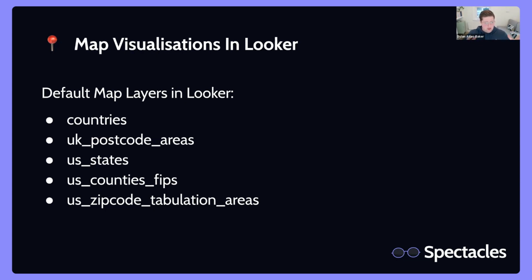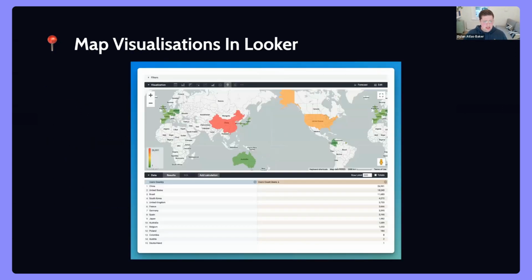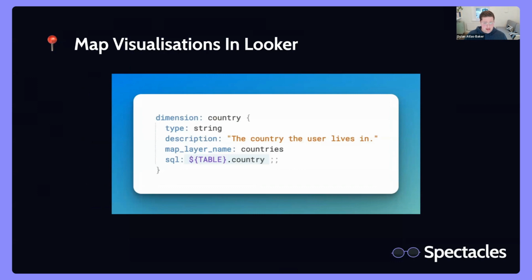And so if you live in the UK or the US, or you just got country data, or you do business in any of those countries, you can use all of these by default out of the box in Looker, which is exactly what I've done here. And so to do that, you only have to make one change to your dimensions. So if you have a dimension that has data in the right format that maps to one of those 5 things, you're going to add this 4th line down here called map layer name.